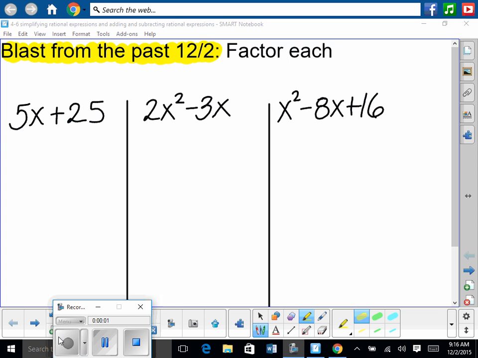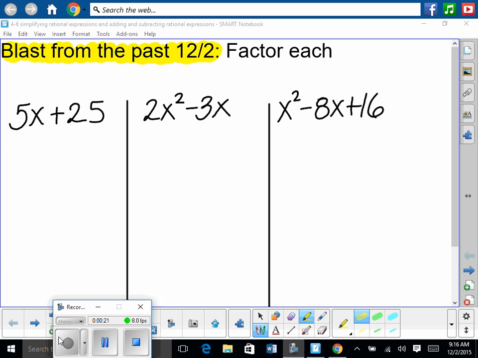Go. Factor each. So everybody pay close attention. This is either going to help, or you're not going to be able to do today's assignment because of this thing. So let's look at each of these and factor them. Before you start doing quadratic factoring, look and see if there's something in common in the beginning.